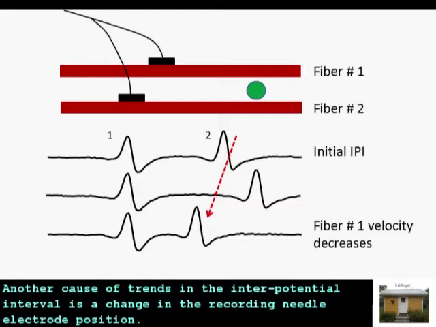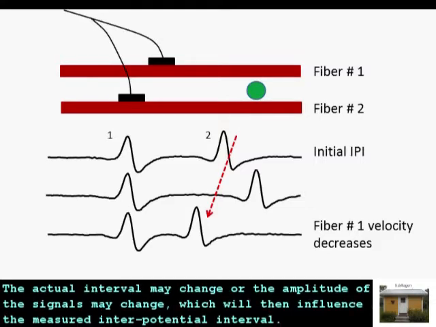Another cause of trends in the interpotential interval is a change in the recording needle electrode position. The actual interval may change, or the amplitude of the signals may change, which will then influence the measured interpotential interval.